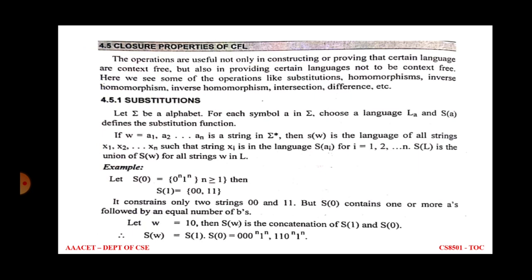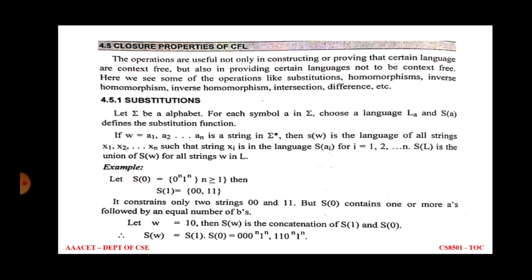Let us take an example. S of 0 is equal to 0^n 1^n, with the condition n is greater than or equal to 1. Let us assume S of 1 is equal to 0011. For n equal to 2 we get 0011. So it contains only two strings, that is 00 and 11. But S of 0 contains one or more zeros followed by an equal number of ones.